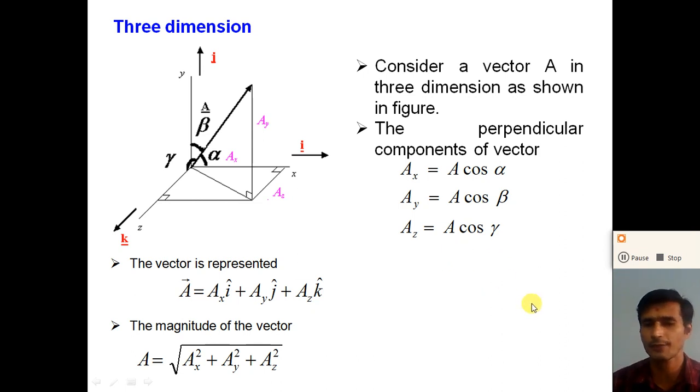So this way, in three dimensions, we can easily calculate the angle with the x-axis, the angle with the y-axis, and the angle with the z-axis. So dear student, let us understand with the help of an example.